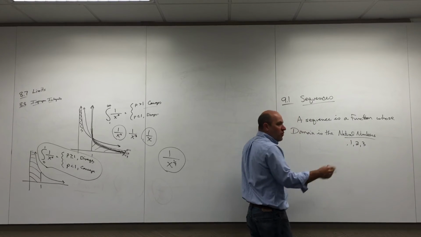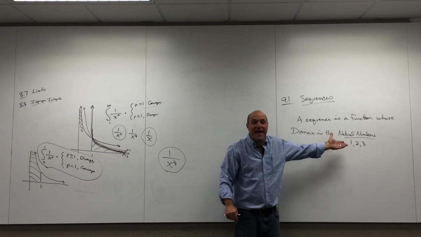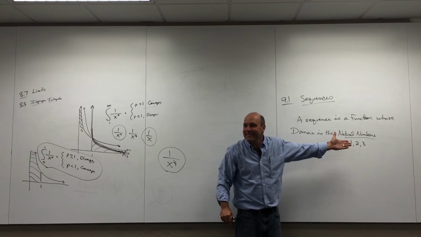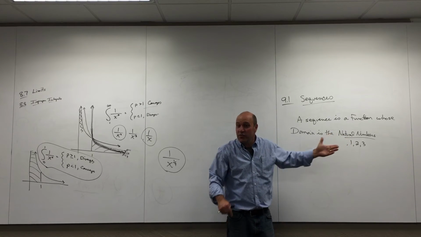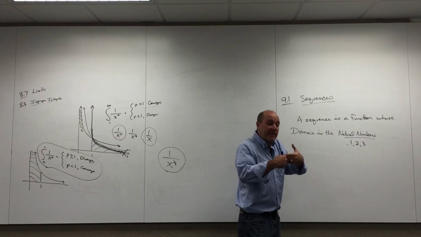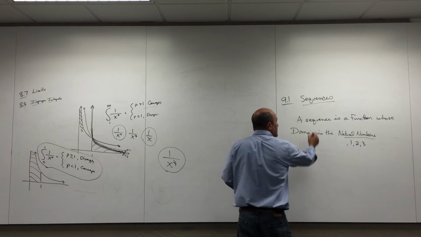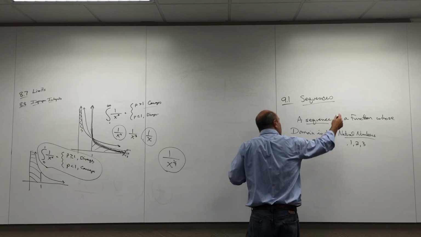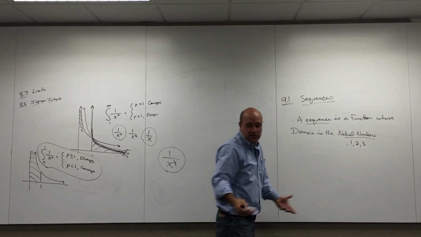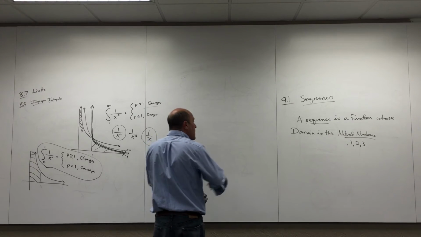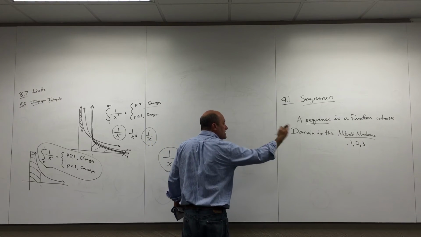But you don't plug in a half or 3/2 or 2/3. That's not in your domain. You plug in 1, 2, and 3, and then the output is kind of what you stare at. That's the sequence. I'm defining it as a function. I could just say, hey, let's talk about sequences. But it's a function whose domain is the natural numbers.